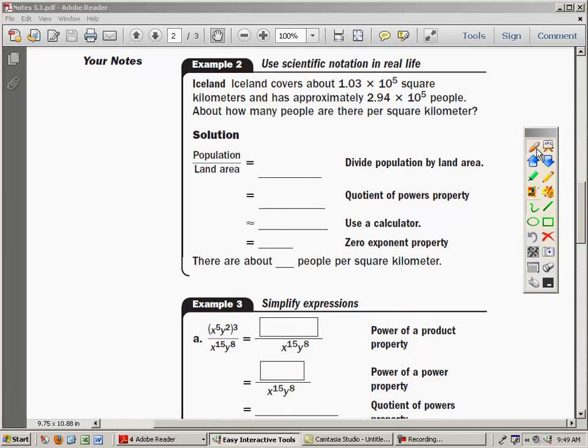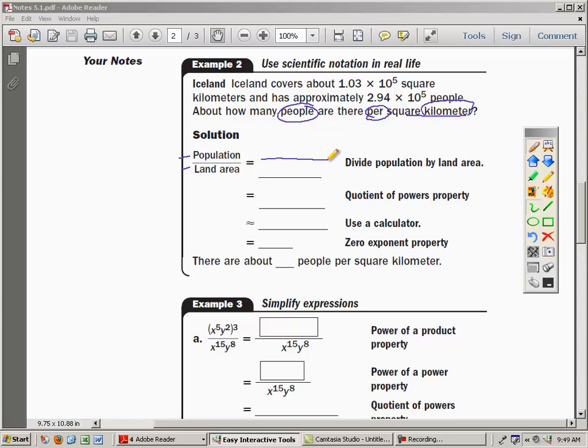Let's take a look at using scientific notation. It says Iceland covers about 1.03 times 10 to the 5th square kilometers and has an approximate population of 2.94 times 10 to the 5th people. About how many people are there per square mile? Sorry, I said square mile. We want people per square kilometer, so we want people on top and square kilometers on the bottom.